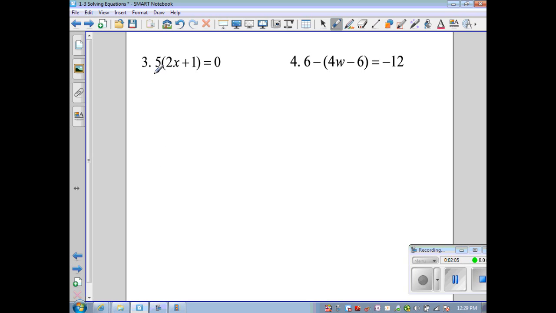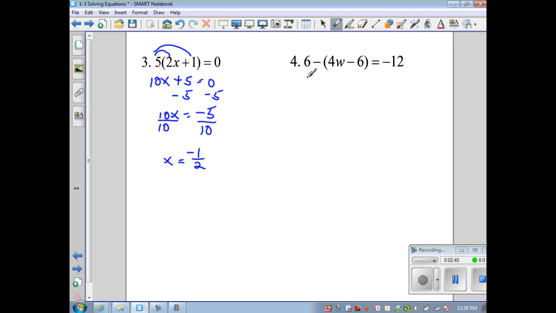Example 3. Here we want to copy the problem, then simplify by the distributive property. That gives me 10x plus 5 equals 0. My variables are already on the left side of my equation. All I need to do is eliminate the constant by subtracting 5 on both sides of the equal sign. That gives me 10x equals a negative 5. Divide by 10 on both sides. That gives me x equal to, when I simplify, a negative 1/2.